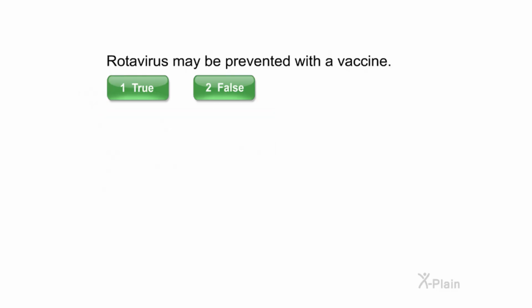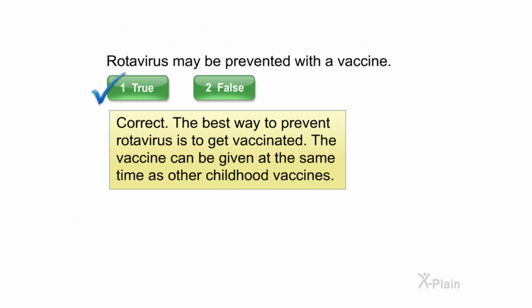Rotavirus may be prevented with a vaccine. Select true or false. Correct. The best way to prevent rotavirus is to get vaccinated. The vaccine can be given at the same time as other childhood vaccines.